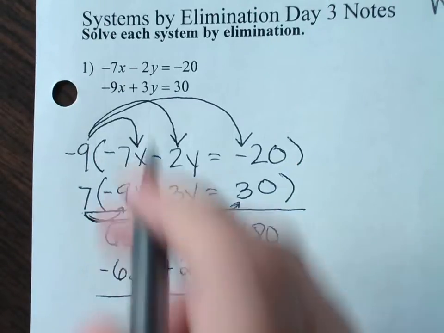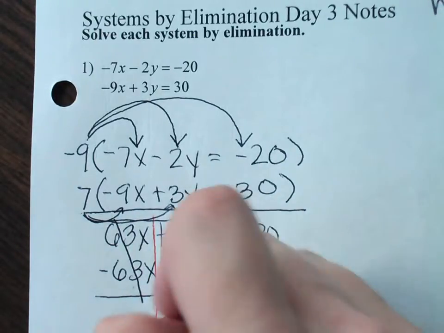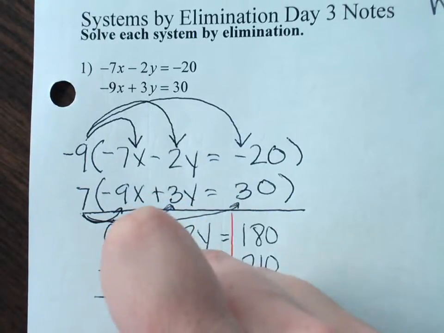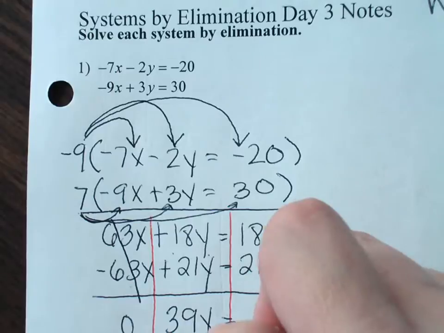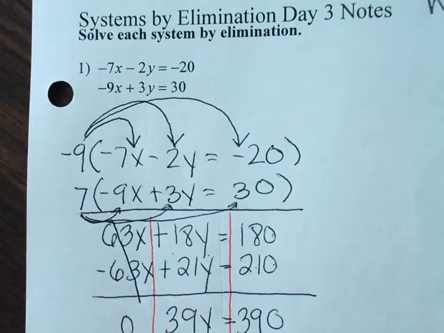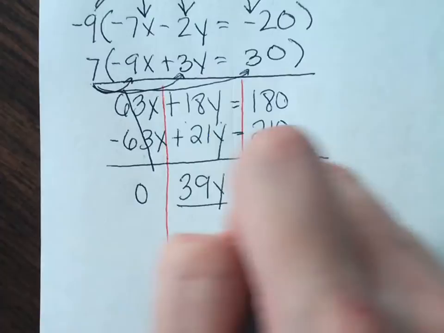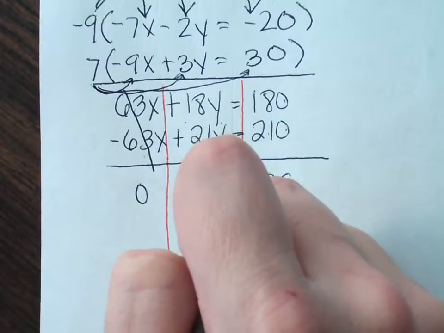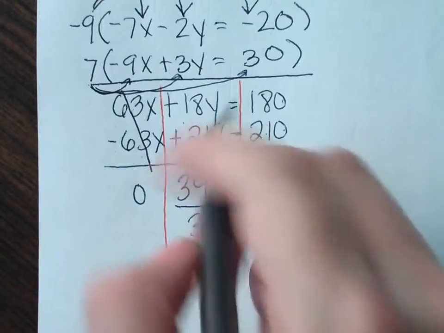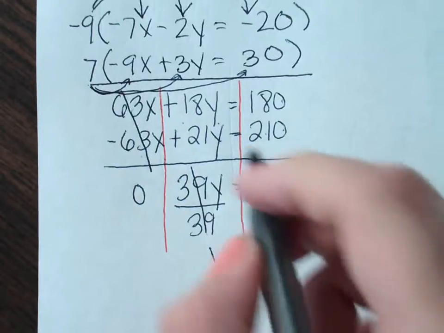63x minus 63x, that cancels to 0. 18y plus 21y. 8 plus 1 is 9, 2 plus 1 is 3, so that gives me 39y equals 0 plus 0 is 0, 8 plus 1 is 9, 1 plus 2 is 3. The operation that's happening between 39 and y is multiplication. The inverse is division, so we divide both sides by 39. 39y divided by 39 is just y. 390 divided by 39 is 10.